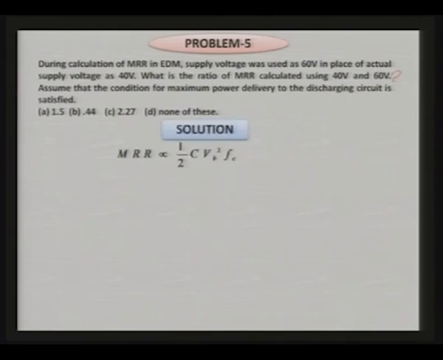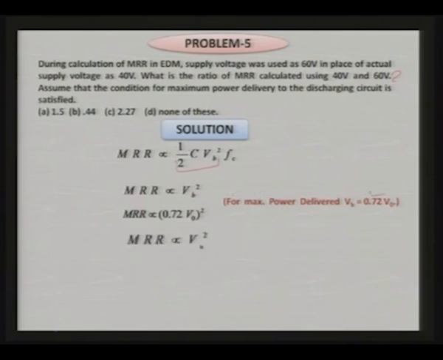MRR we know is proportional to 1 by 2 CVV square into FC. 1 by 2 CVV square is the energy supplied and FC is the frequency. So, we can see MRR is directly proportional to VV square, that is the breakdown voltage. Now, we also know breakdown voltage is 0.72 V0, that is the supply voltage. So, this condition is satisfied. So, VV can be written as 0.72 V0. For maximum power delivery, this condition is satisfied, which is given in the problem. So, MRR really becomes proportional to the supply voltage square.